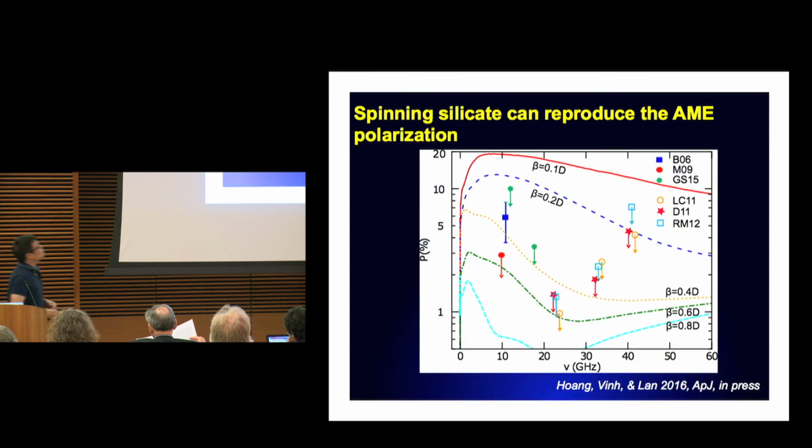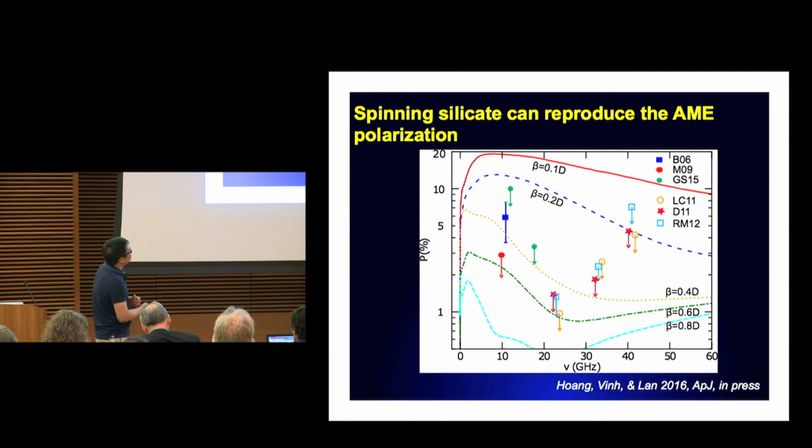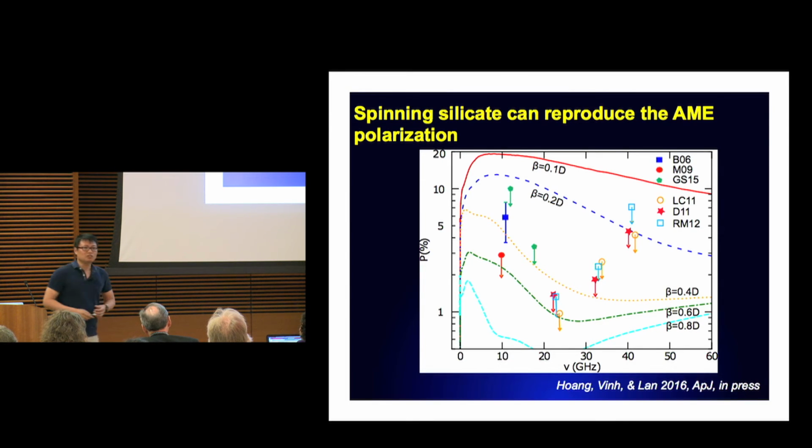We realize that if we look at polarization, we can distinguish different carriers. Here is the polarization we predicted for spinning emission from nanosilicates, calculated as a function of frequency for beta from 0.1 to 0.8 debye. If we increase the dipole moment, we have stronger rotational damping, and the polarization decreases. These symbols show observational data by different experiments, by QUIJOTE and also by Planck. You can see that for some values of dipole moments, the polarization is consistent with observational data.